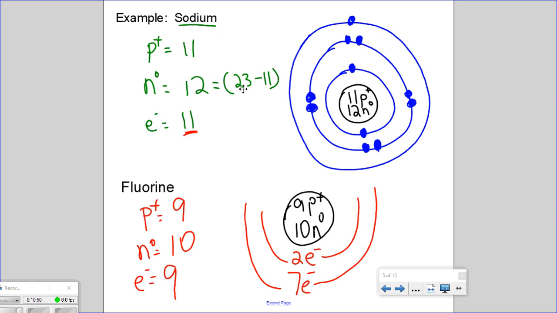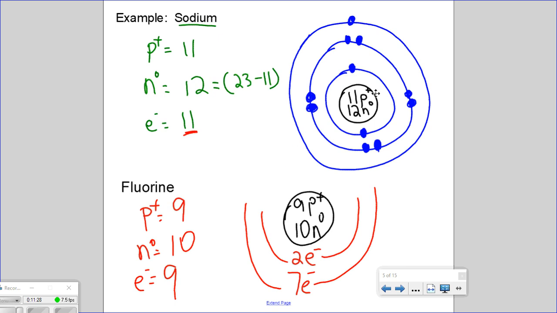In sodium, the atomic mass is 23, the atomic number is 11. When you subtract the atomic number from the atomic mass, you get a number of 12, which is the number of neutrons. And in this case, I believe the atomic mass on your periodic table is 22.999. I just rounded up to 23. And then the number of electrons is equal to the atomic number, the number of protons. Once we have protons, neutrons, and electron numbers figured out, we can start drawing a Bohr Rutherford diagram.